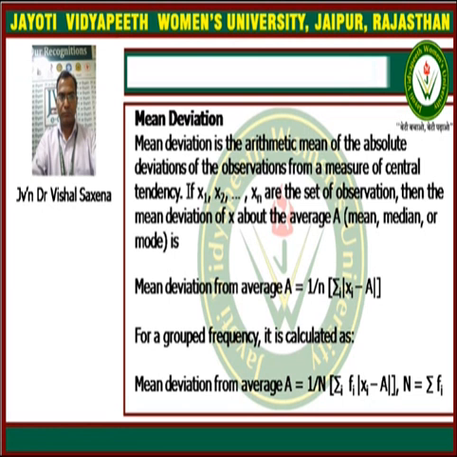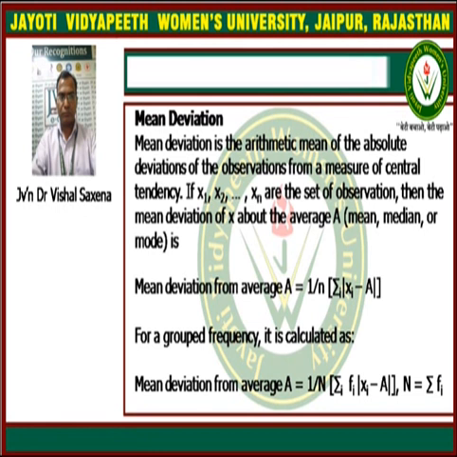1 upon n sigma modulus xi minus A. So we can calculate the mean deviation by this formula. The mean deviation about the average A is given by 1 upon n sigma modulus xi minus A. Here n means the total number of data, xi represents the data, and A represents the average value.